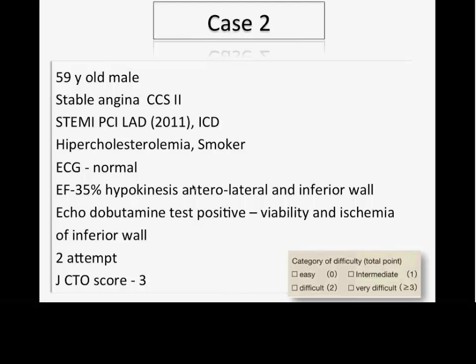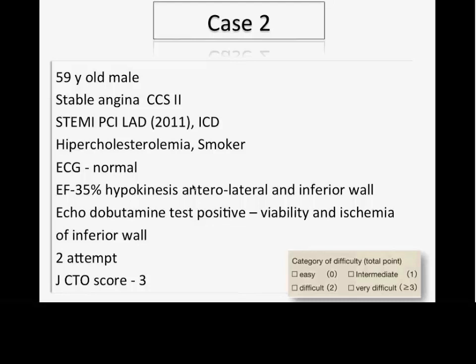So I would like to show case number 2. This is a very interesting case of also a stable angina patient, but this is a patient with depressed left ventricular function. This is the patient after STEMI and PCI of LAD and ICD implanted, with typical risk factors, with positive viability and ischemia of the inferior wall.